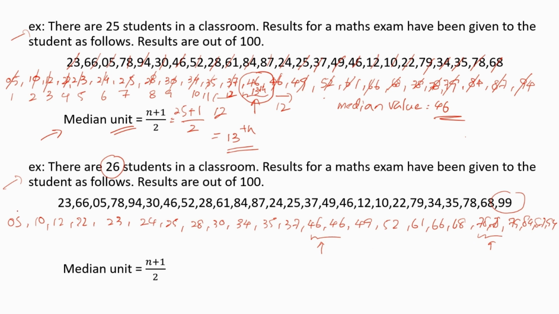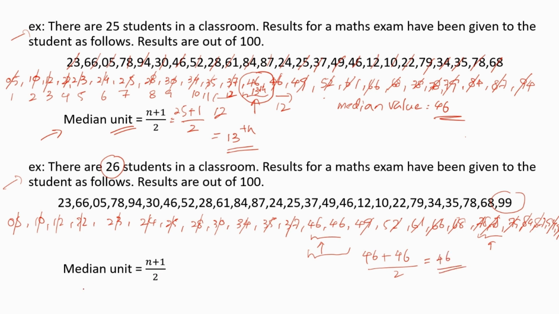So now let's remove one value from each side one by one. Now as you can see, these two values are left here. There are two values because there is an even number of values in the data set. Now how can we find the median value? We have to take these two values and take the average of these two values. So 46 plus 46 divided by 2, which is again 46. So this is the median value.